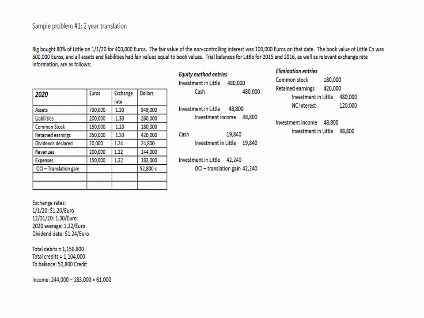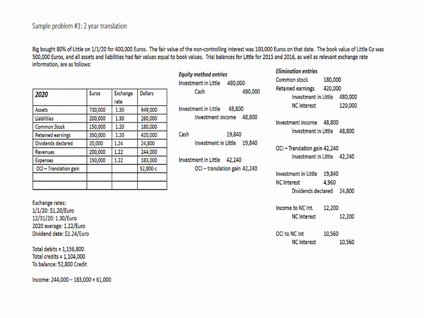In eliminating our investment income, we now have two components to investment income. We have our regular investment income of $48,800, and we also have to eliminate our other comprehensive income from the investment as well. Dividends are eliminated in the usual fashion. And now for the income to the non-controlling interest, again, we have two allocations of income to the non-controlling interest. We have the allocation of the regular earnings, 20% of $61,000, and we also have the allocation of the other comprehensive income, 20% of the $52,800 other comprehensive income.